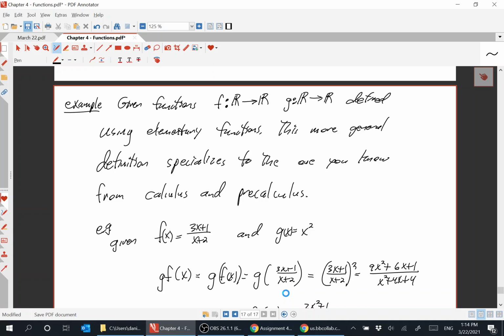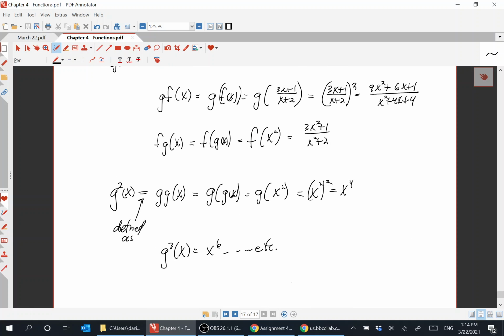Isn't the chain rule a composition of functions? It's about compositions of functions, yeah. Of course, we're not talking about derivatives here, just compositions by itself. But yes, of course, the chain rule is about composition of functions.